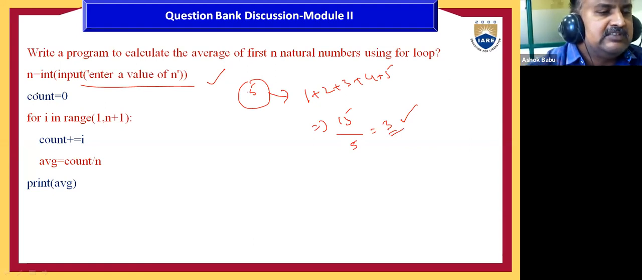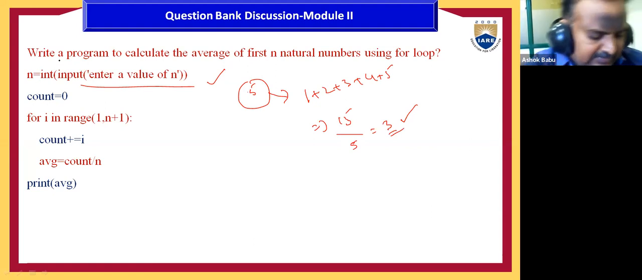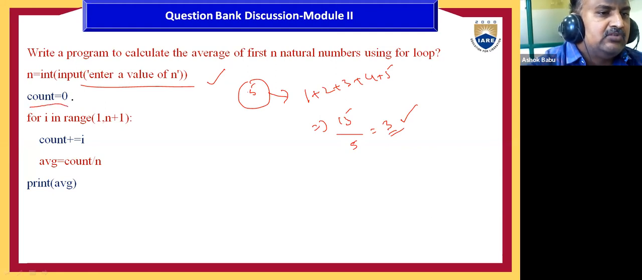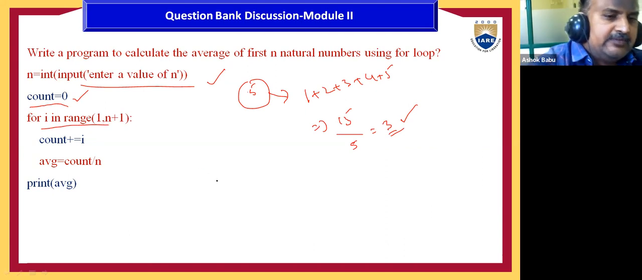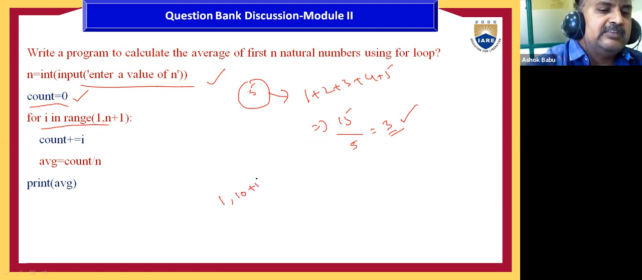The program logic is: n is a variable, n equal to int of input of enter a value of n. First, we assume count equal to 0, for i in range 1 to n plus 1. Suppose I want to print the average of the first 10 natural numbers, so the range is 10 plus 1, that is 1 to 11. 11 is the end of the range and it will be excluded. It will print the values from 1 to 10.